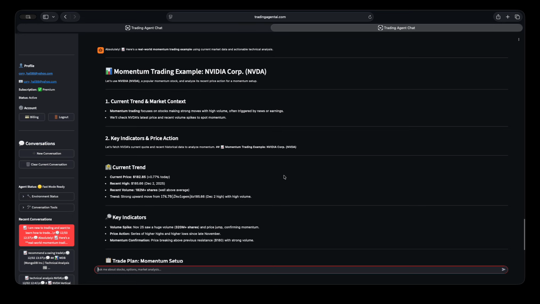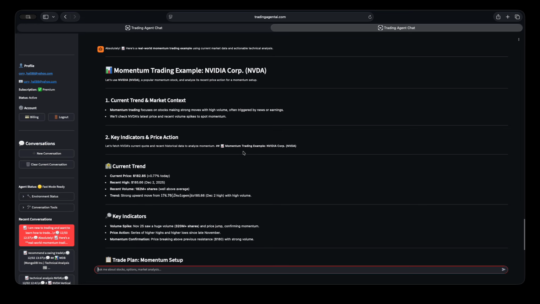And so the number one is the current trend and market context. Momentum trading focuses on stocks making strong moves with high volume, often triggered by news or earnings. We'll check NVIDIA's latest prices and recent volume spikes to spot momentum.